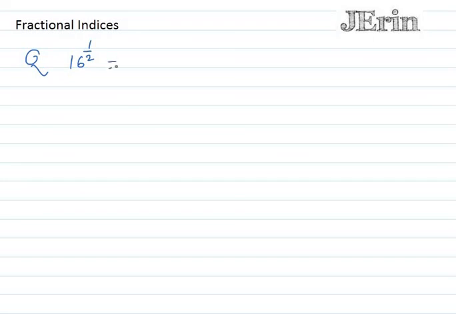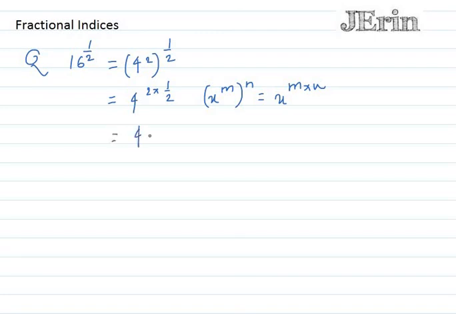Now 16 can be written as 4 square, the whole raised to 1 over 2. Now from the third law of indices, which is x raised to m, the whole raised to n, is x raised to m into n, we may write this as 4 raised to 2 into 1 over 2. 2 and 2 cancel out, and what we are left with is 1. So this is basically 4.